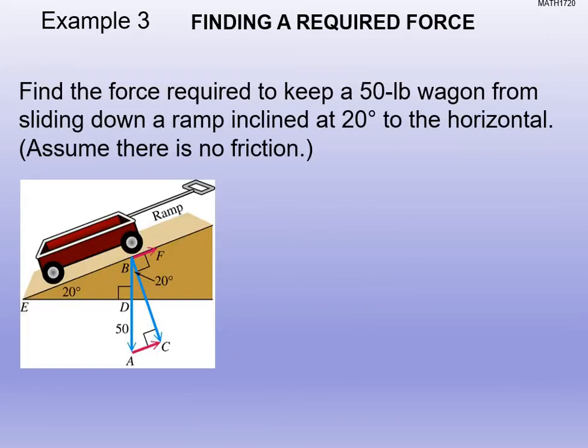All right, let's get into some physics now. We're going to find the force required to keep a 50-pound wagon from sliding down a ramp inclined at 20 degrees. Well, for me, that just means put a block of wood behind it, right? So it doesn't go anywhere, but we got to do some calculations here.